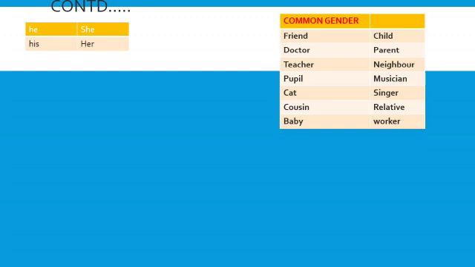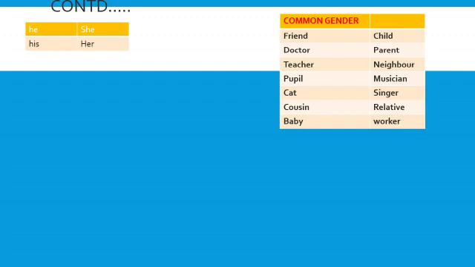I told you about the common gender. Under common gender, these are the words which you can use for either. For example, the first one, friend, can be a male friend or a female friend, but you say friend. So it's a common gender. That word applies to both. Doctor, teacher, pupil. Pupil means a student. Cat, cousin, baby, child, parent, neighbor, musician, singer, relative, and worker.